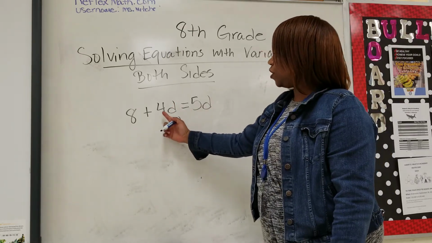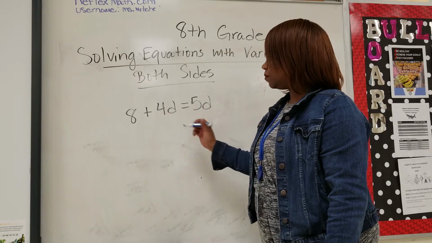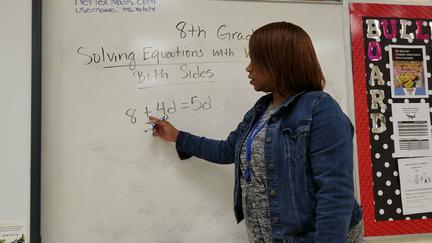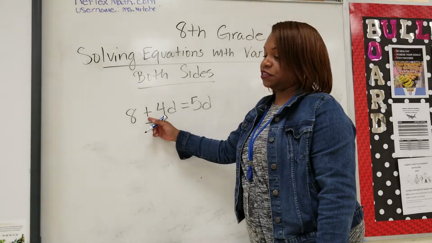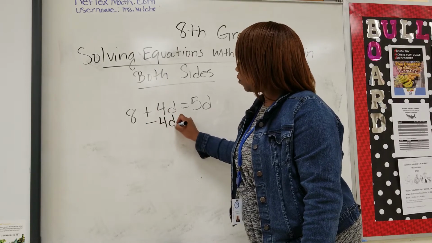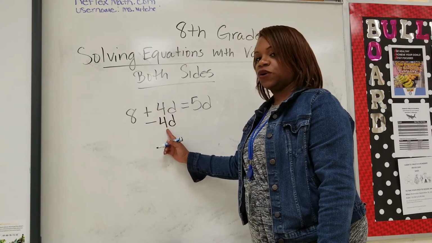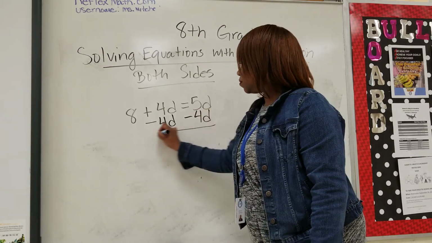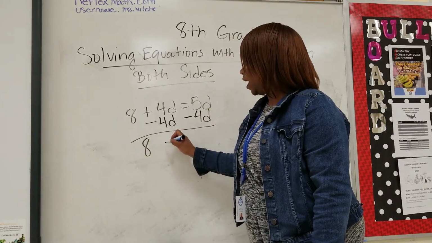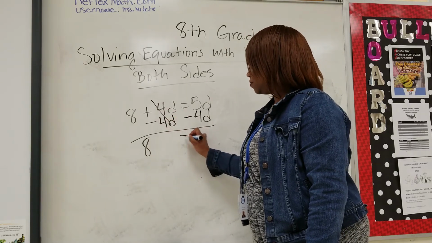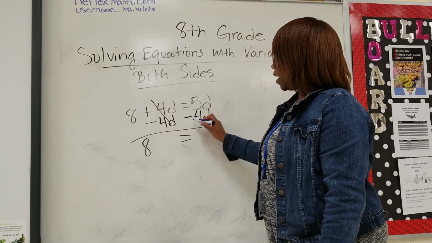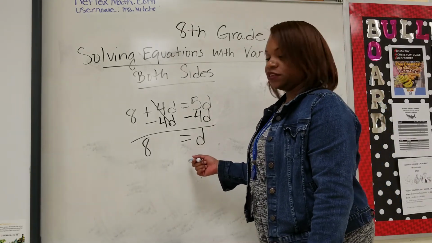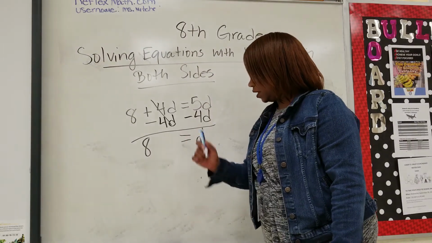So we want to bring this 4D over here. We're going to subtract because here we have an addition sign, so we're going to do the opposite. We're going to take 4D from this side, and what we do from one side, we have to do to the other side. Here we have 8. This cancels out. And 5D minus 4D will give us D. And so therefore the answer will be D equals 8.